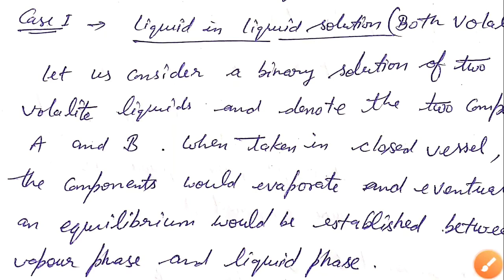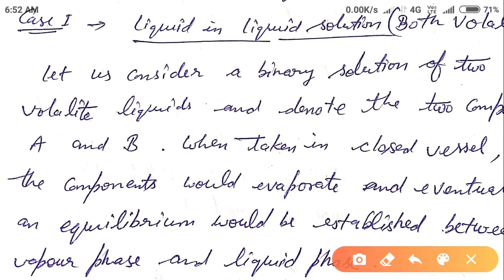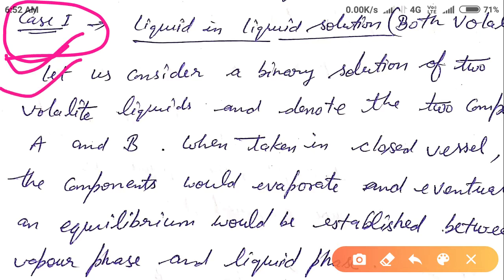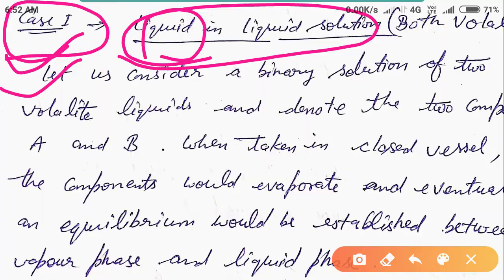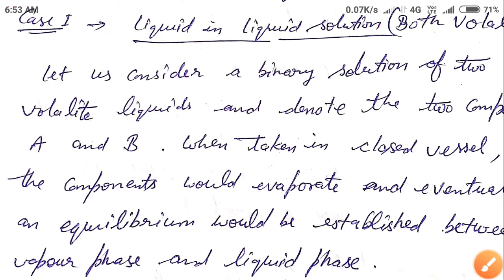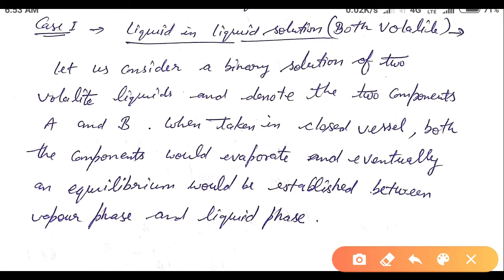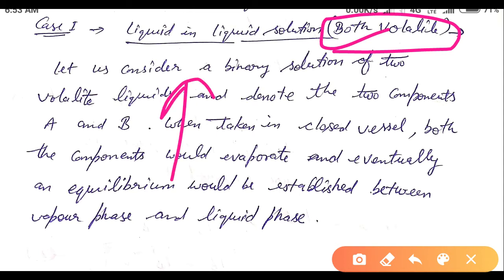Now, the Raoult's law, case 1: when a liquid in liquid solution, and both the liquids, this liquid and this liquid, meaning the solvent and the solute, are both volatile. It means they can be converted into the vapor phase.